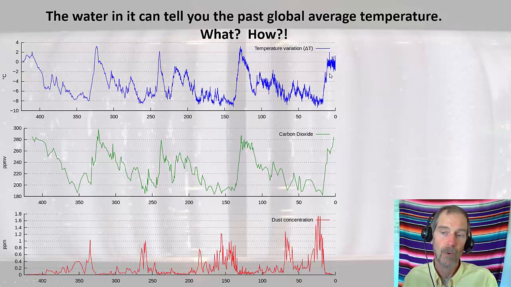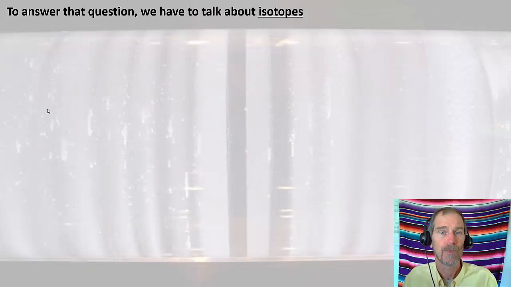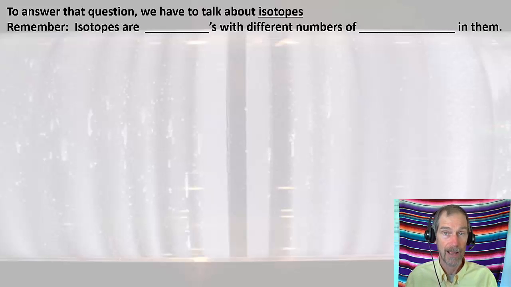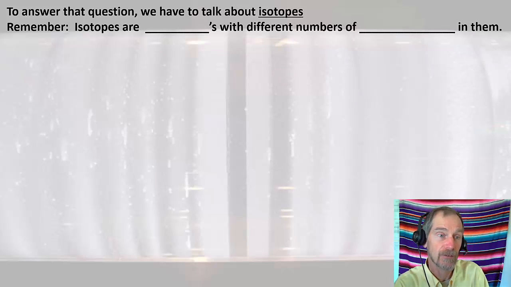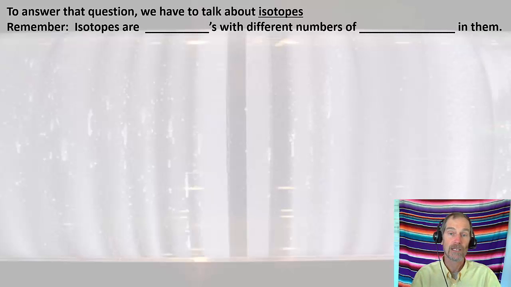We're going to study this graph more in the future. Right now, I just want to show you that they're showing the temperature going up and down for 400,000 years. How can you tell that from water? Well, to answer that question, we have to talk about isotopes again. We have already talked about isotopes, so see if you can answer this question. Remember, isotopes are blanks with different numbers of blanks in them. Think about that and see if you can fill them in.